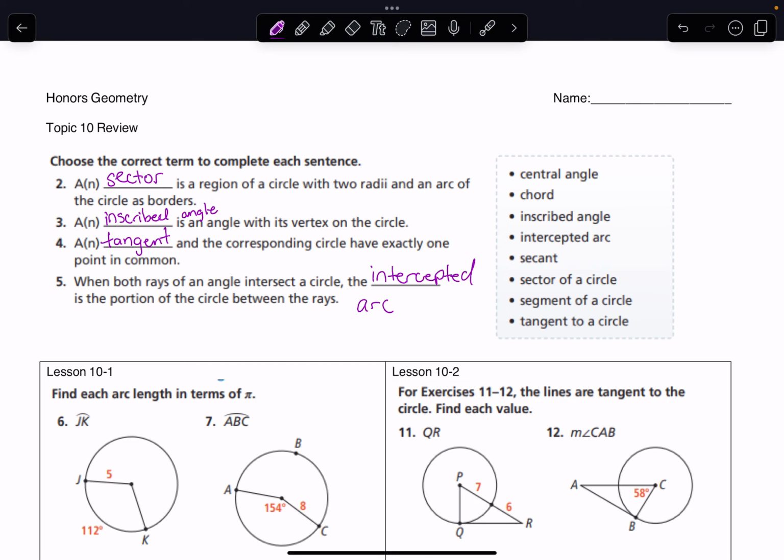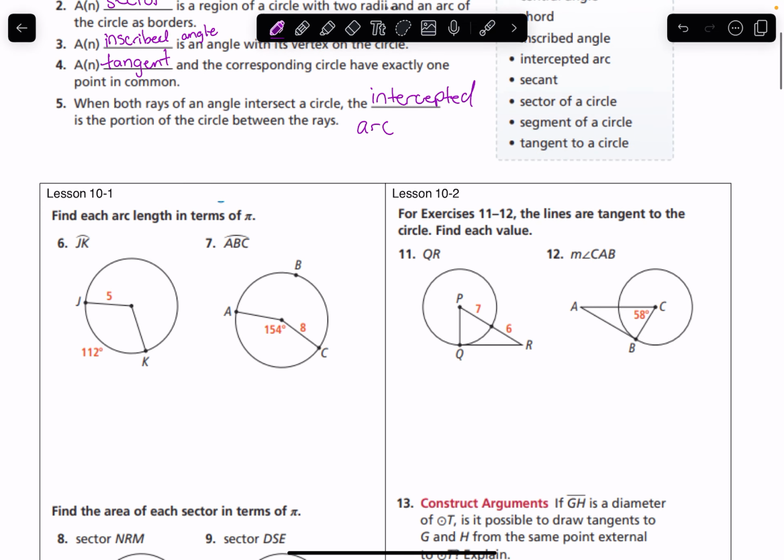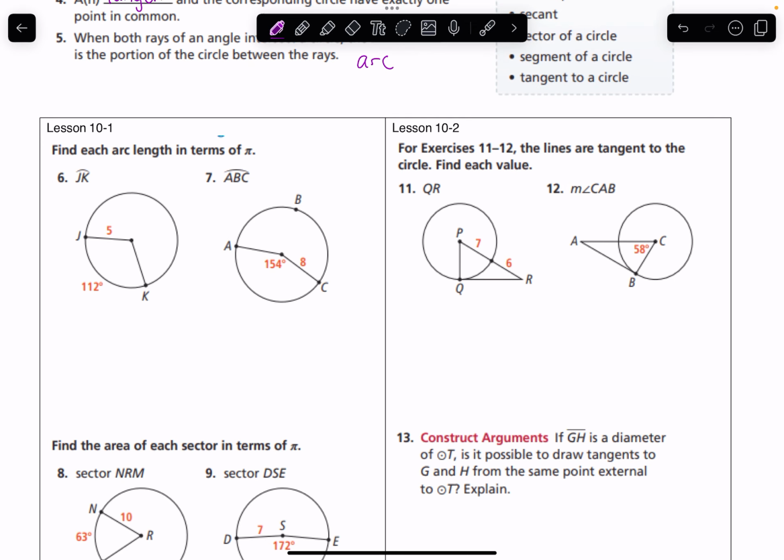Coming on down here, find each arc length in terms of pi. So number 6 here, we've got 112 degrees over 360 times 2 times pi times 5. And then in terms of pi, let me go ahead and pull up a fraction for that. 112 over 360 times 10. That should be 28 over 9 pi.